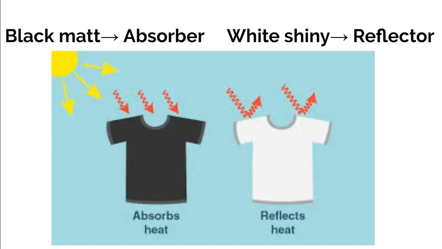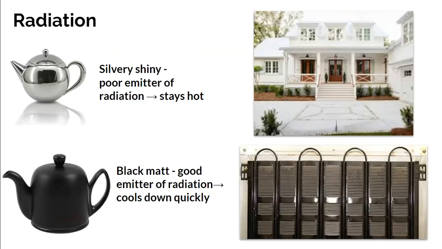Black matte surfaces are also very good emitters of infrared radiation once the object has become warm. On the other hand, light, shiny surfaces are poor absorbers and poor emitters of infrared radiation. They are also good reflectors. In hot countries, the houses are often painted white or light colors. This is to keep the houses cool, as white surfaces are poor absorbers and good reflectors of heat radiation.